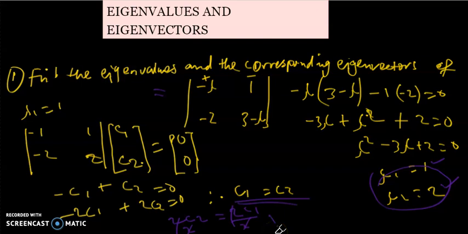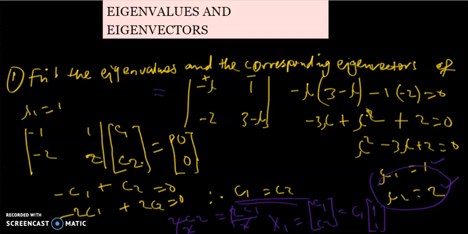And this becomes our x1. So x1 is equal to C1 and C2, which, separating out C1, is C1 times 1 1. So this is our x1 in terms of the eigenvector. Now let us replace lambda 2 and find our x2, which corresponds to the eigenvectors.